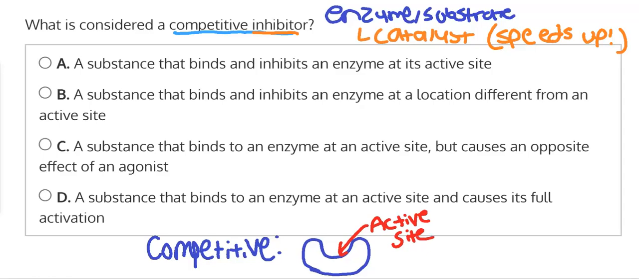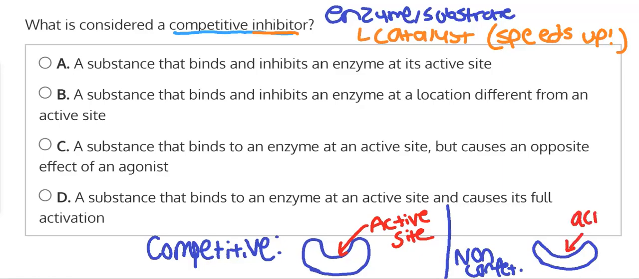And let's also make, right next to it, the non-competitive example. So let's say that this is your non-competitive, and we're going to start off the same way. We're going to draw our enzyme, and we are going to draw our active site. Now, if we look at our competitive to start, we have our substrate that is trying to go in this location where the active site is to form this catalytic reaction, right?